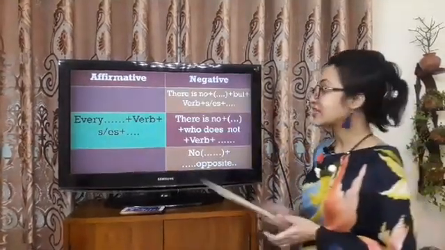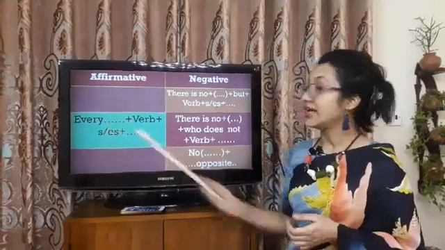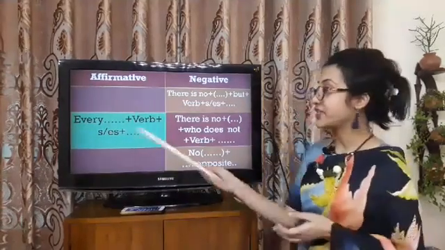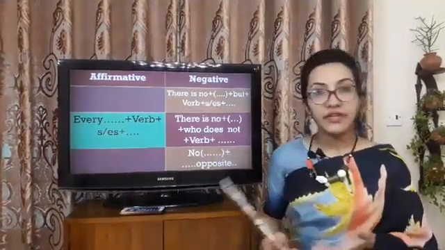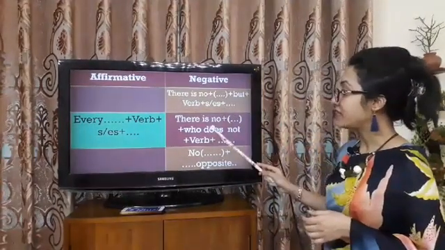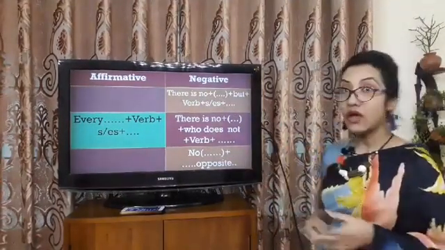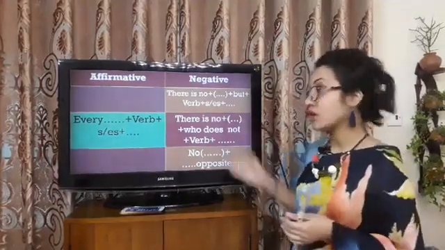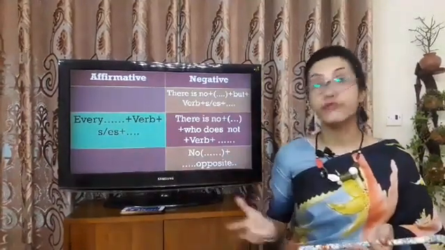The rule is, if you have every in an affirmative sentence and after that you have an indefinite pronoun or any noun, then it can be changed into negative in 3 ways. Now you can follow any one of these rules, whichever you're comfortable with.